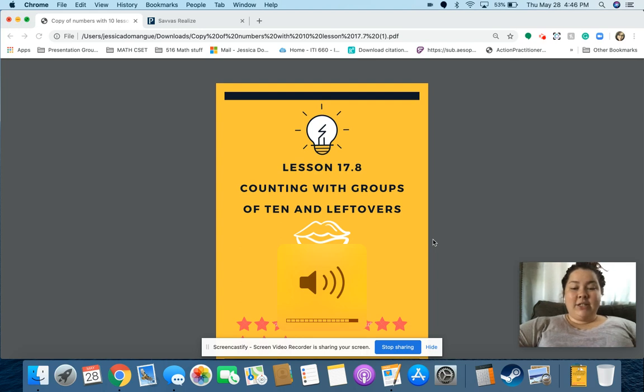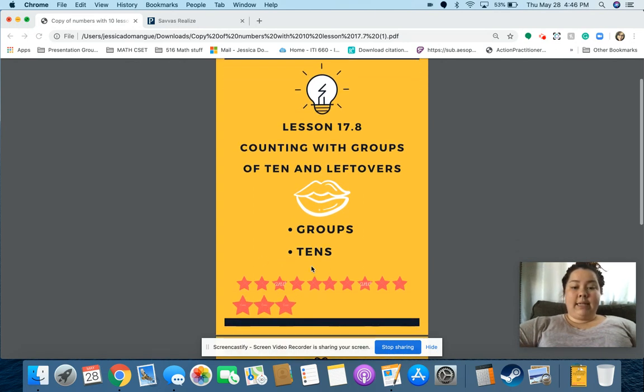Hi, scholars. So today we're looking at lesson 17.8, counting with groups of 10 and leftovers. So we still have those same academic words of groups and tens. Just like you can see my stars here, I have one group of 10 and then I have leftovers. So I know that I have 10, 11, 12, 13. Because I have one group of 10 and 3 extra ones, I know that I have 13 in all.